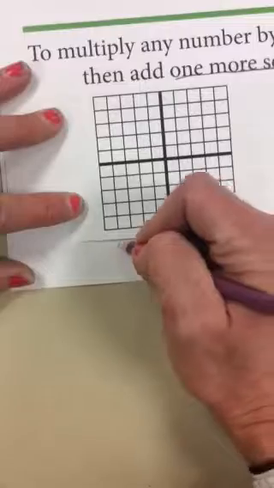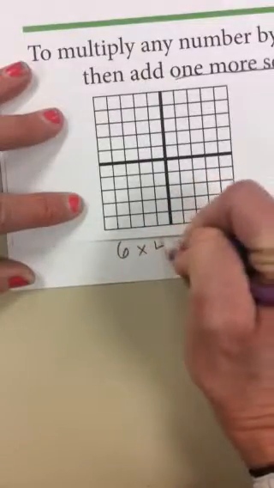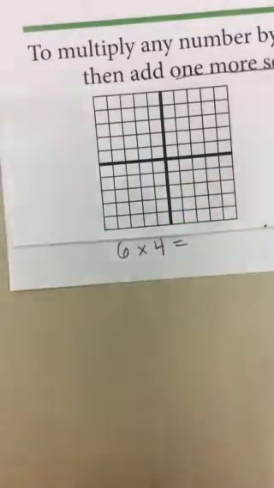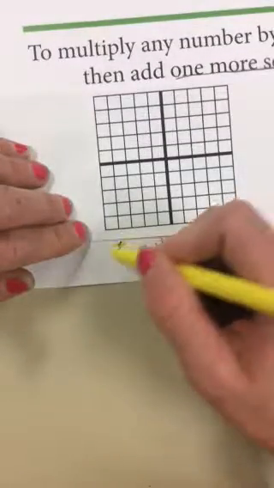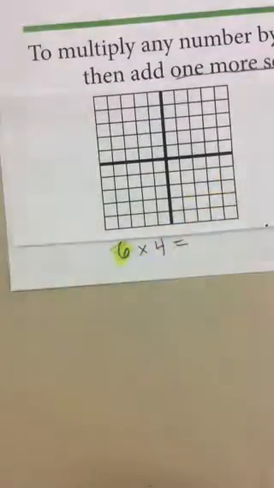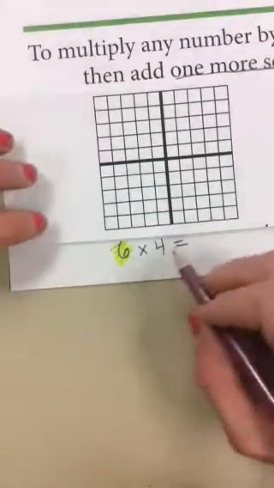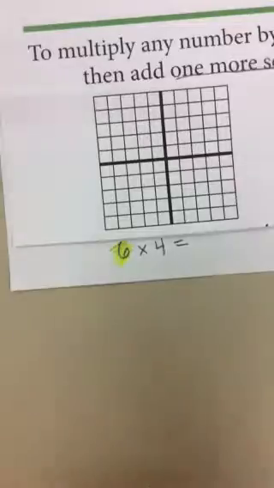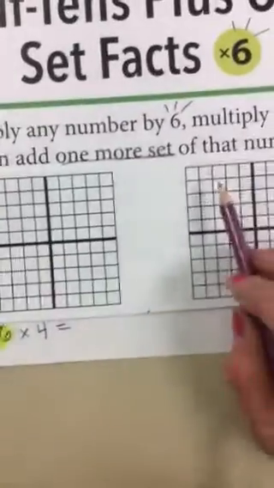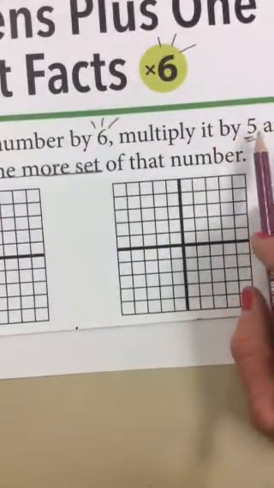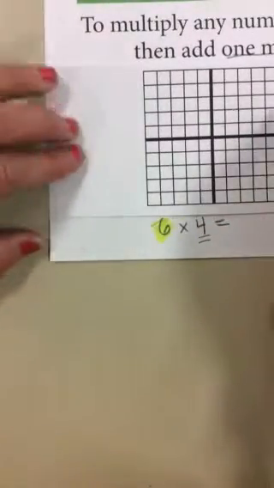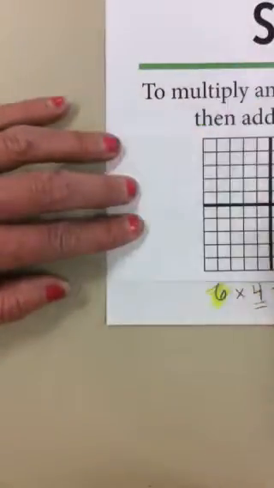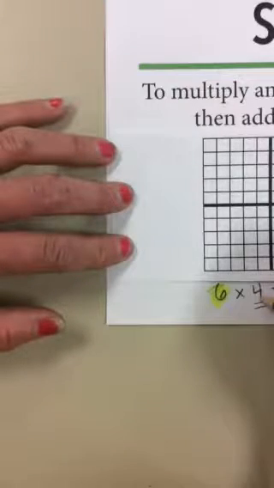Let's go forth and try 6 times 4. All righty. We want to figure out that fact. Well, it's a factor of 6, so I know I can use this strategy. So let's go forth and try it. It says multiply it by 5. Okay, so let's take that factor of 4 and multiply it by 5.